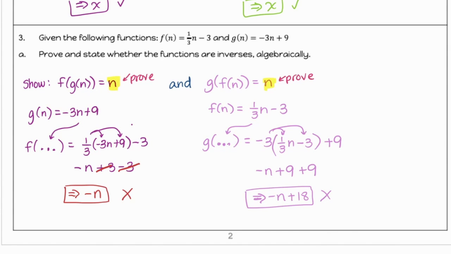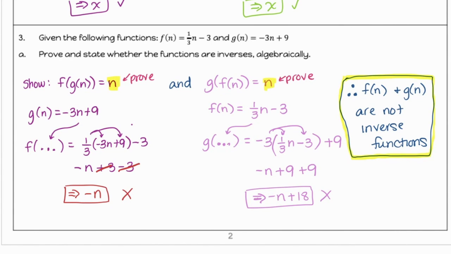So here's my work. I wanted to show the composition of f composed of g of n is equal to n. The first piece, I see it did not work out. I was able to show negative n, which is not what we wanted to show. In the second composition, I started off with g composed of f of n. I did the flow of the composition and it led me to negative n plus 18. Again, not our goal, which leads me to conclude that these two functions are not inverse functions of each other.